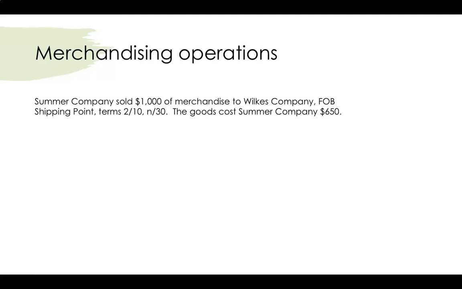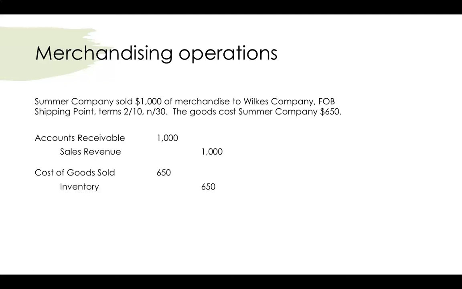So the journal entry from the point of view of Summer Company, they would first record the entry for the credit sale, right? That's the amount that they charged their customer. So we debit our accounts receivable for $1,000 and we credit sales revenue for $1,000. But then they also need to record the cost of that merchandise that they sold. So that's when we debit cost of goods sold $650 and credit inventory $650.